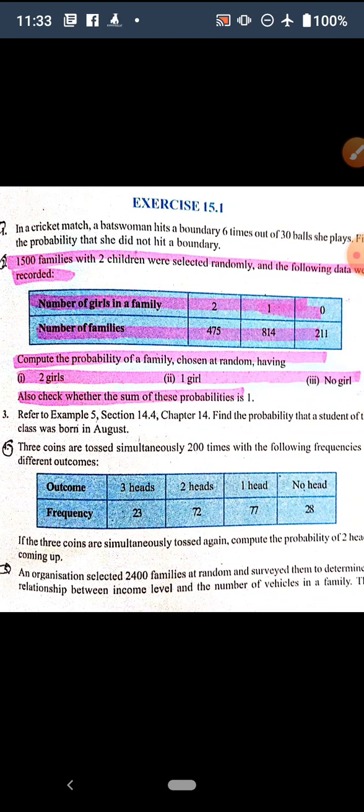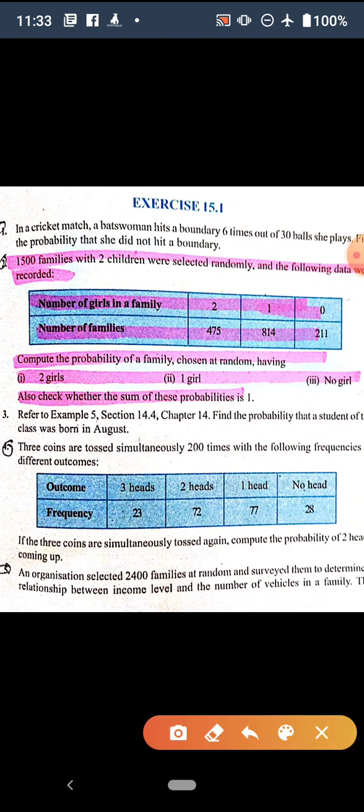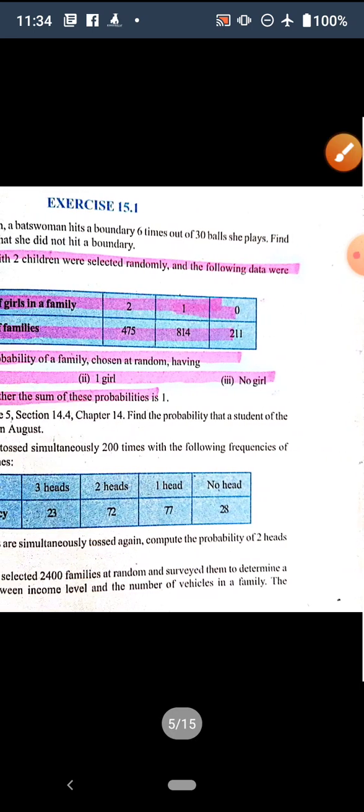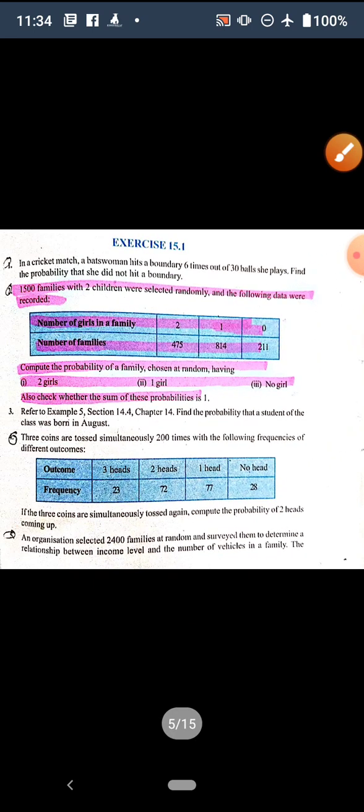Question number 4. Three coins are tossed simultaneously 200 times. What is the total number of outcomes? 200. Again, compute the probability of 2 heads. What is the probability that 2 heads come up? 72. 72 upon total. What is the total? 200. Okay, so 72 upon 200.